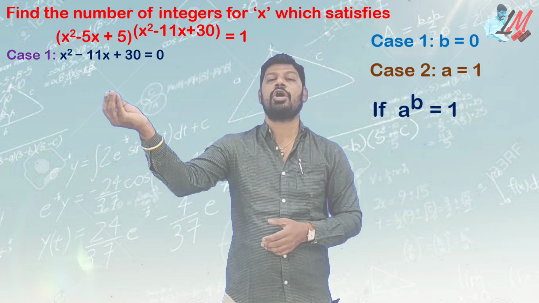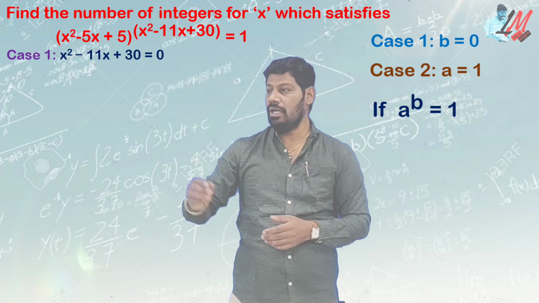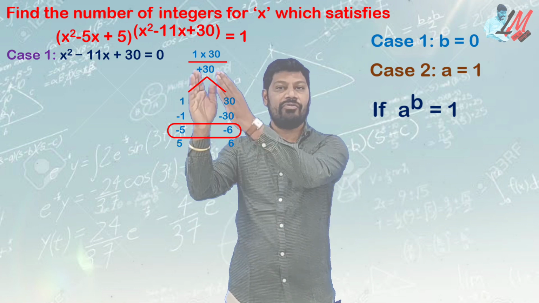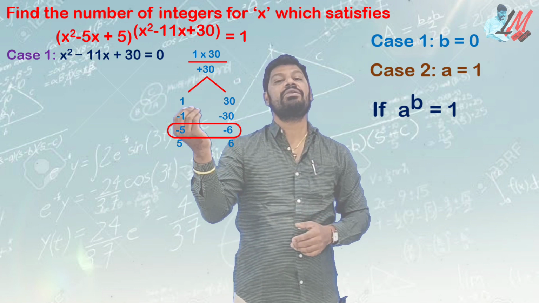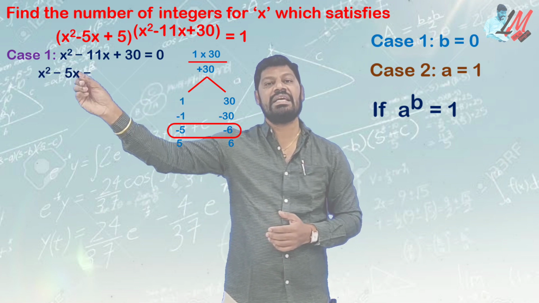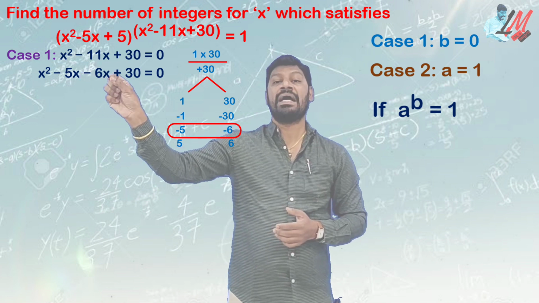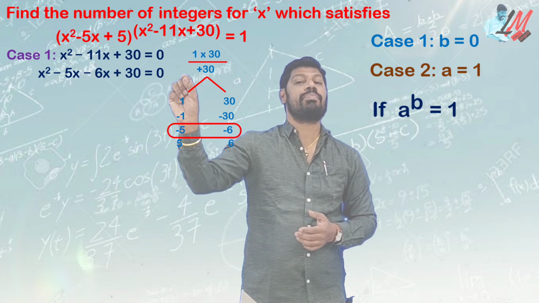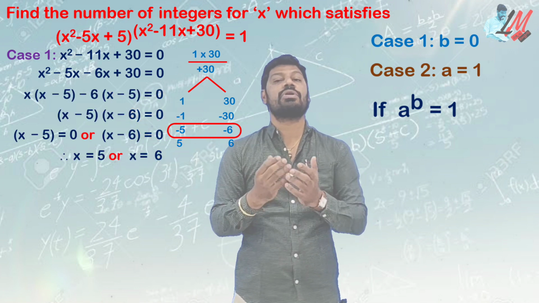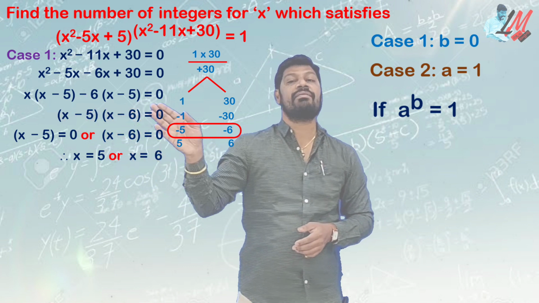If you observe, this is a normal quadratic equation. With the help of the factorization method, we can solve this one. Simply, if you take the constant term, we get plus 30. If you factorize, minus 5 into minus 6 matches the middle term. So we can rewrite this quadratic equation as x square minus 5x minus 6x plus 30. From the first two terms you can take x common, and from the next two terms you can take minus 6 common. You are going to get x of (x minus 5) minus 6 of (x minus 5).